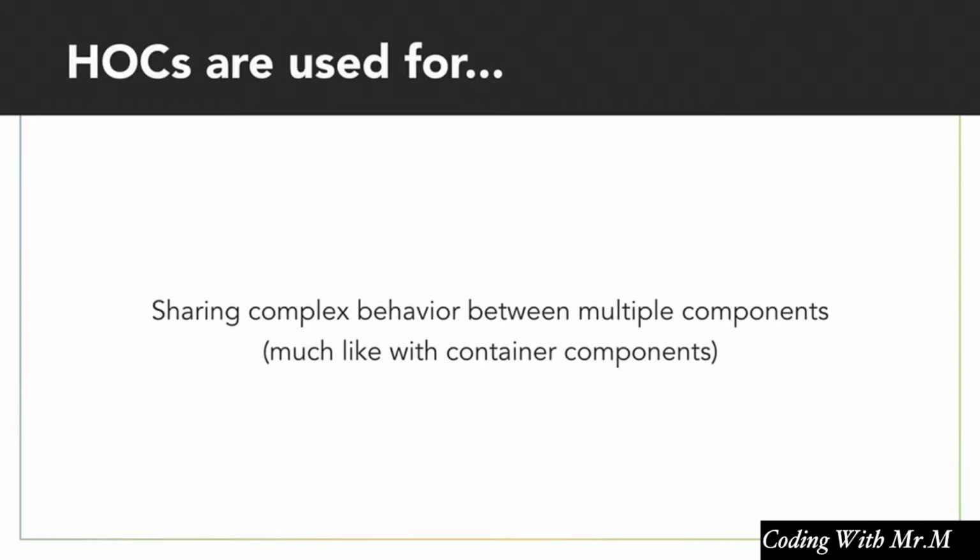So the next question is, why would we want to actually create these higher order components? Well, one thing that higher order components are used for is sharing behavior between several of our components, right? And this is actually a lot like what we saw with our container components, how we were able to wrap different types of components in the same container and have them behave somewhat similarly. So higher order components allow us to do something similar to that, as you'll see.